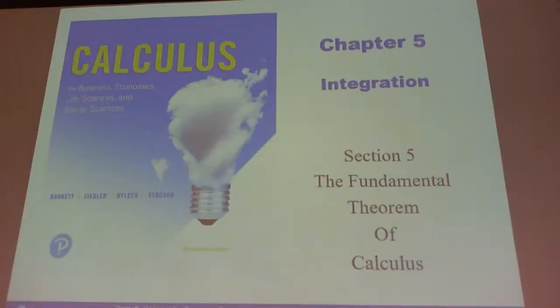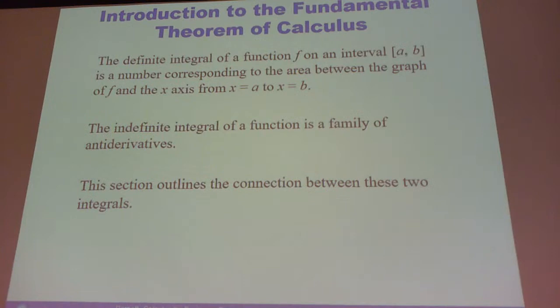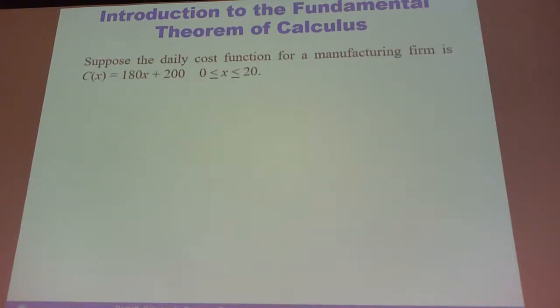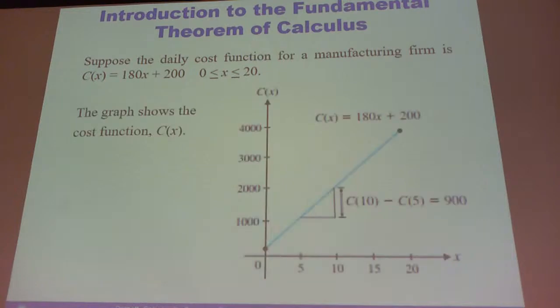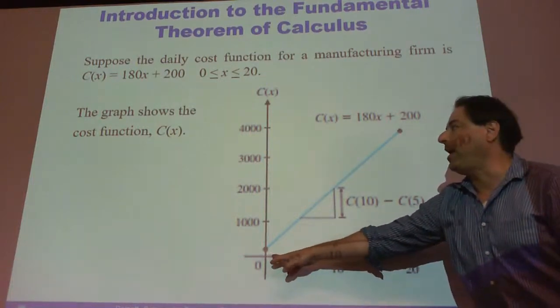Okay? So 5.5 talks about integration. And we're taking the integral from a to b, from a lower number to an upper number. And that's what makes it called a definite integral. Okay? So let's say, suppose the daily cost function for a manufacturing firm is given here. So we have the cost, and I want to find it from 0 to 20. So I have the original cost, and from 0 to 20 is the entire graph.